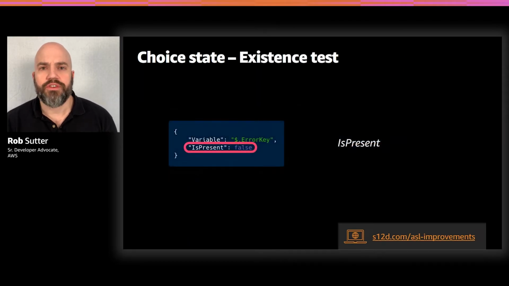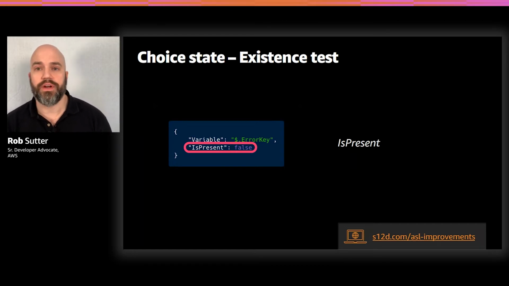You can also check for existence with the isPresent operator. Now, it's important to note that this is not the same as isNull. This checks to make sure that a key with the value that you specify is actually present in the state. The isNull operator checks that the value of that key is null. So you can use these two in conjunction with one another, but they are not the same operator.